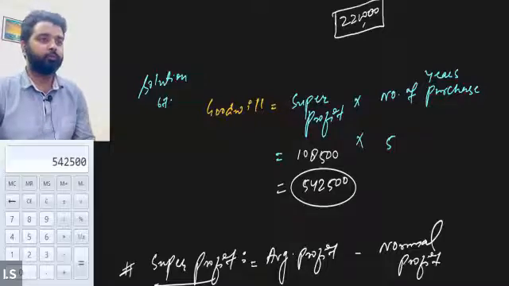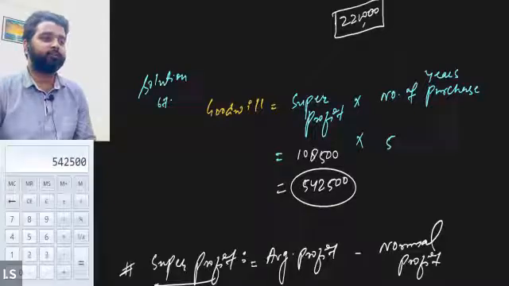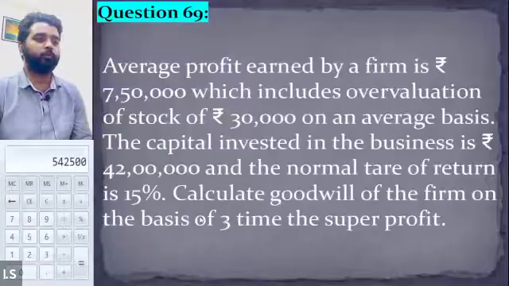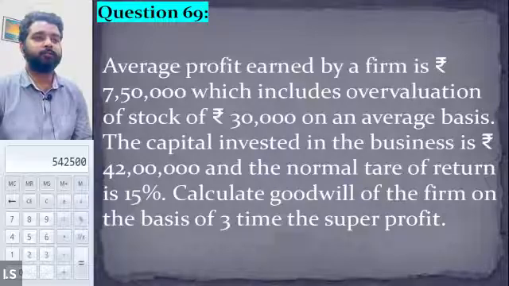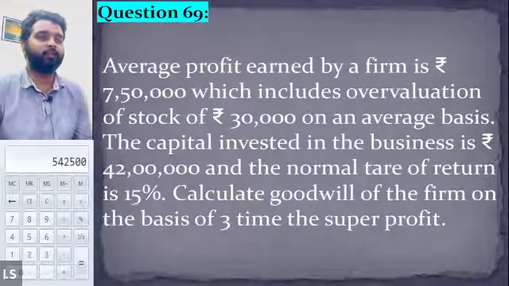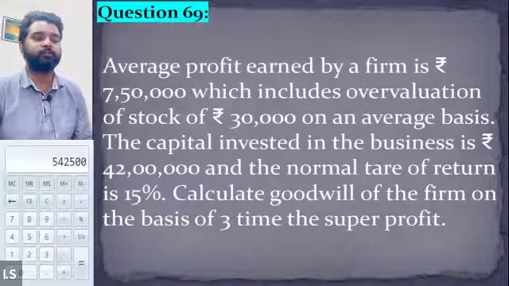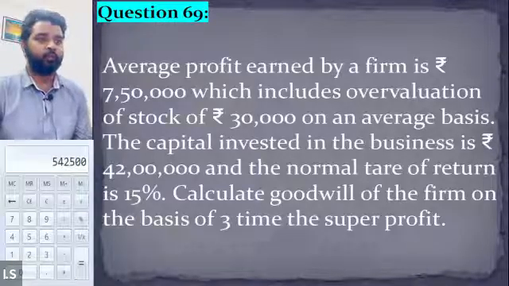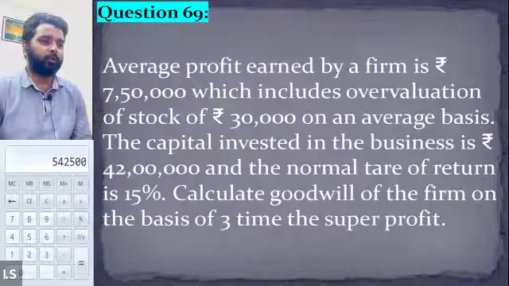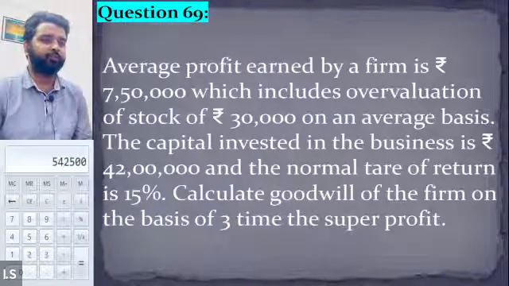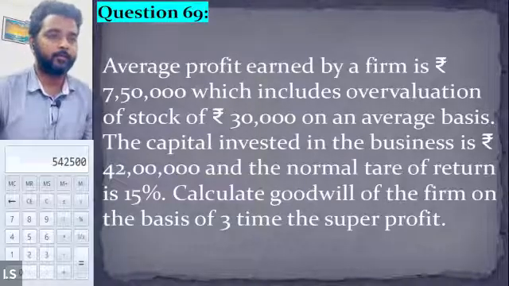So I'm showing you the next question, and you're not required to solve this question now. Just take the screenshot of this question. This will be your homework. Question number 69: average profit earned by a firm is rupees 7,50,000, which includes overvaluation of stock by 30,000 on an average basis. This time there is an overvaluation. Overvaluation results in an increase in the amount of profit. So to find out the correct amount of profit, we need to subtract 30,000 out of 7,50,000.